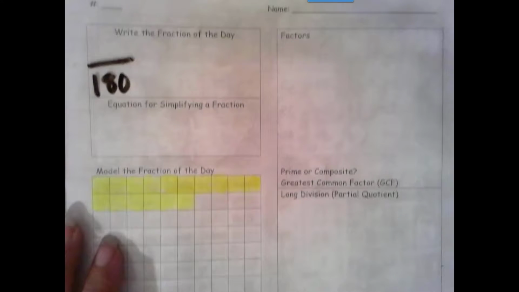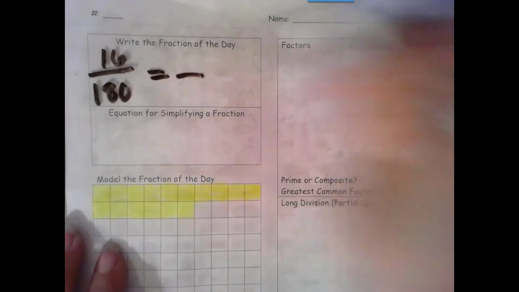Okay, let's get down our beginning fraction. We have a total of 180 school days. That is why that's our denominator, because we're looking at school days. And we are on day 16.